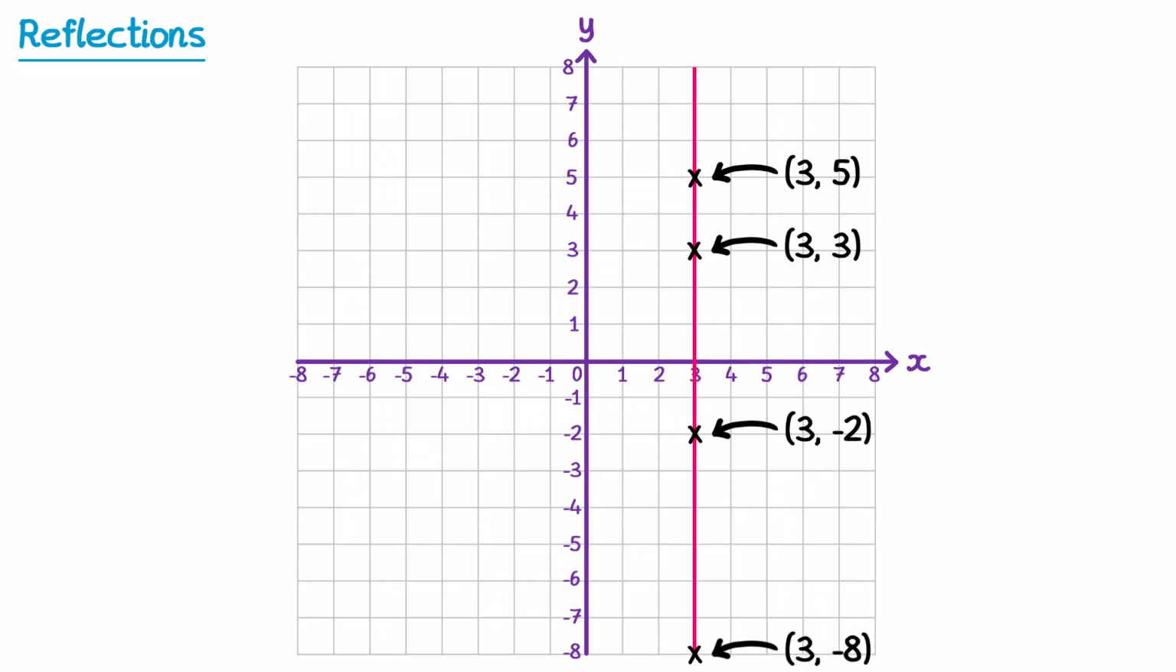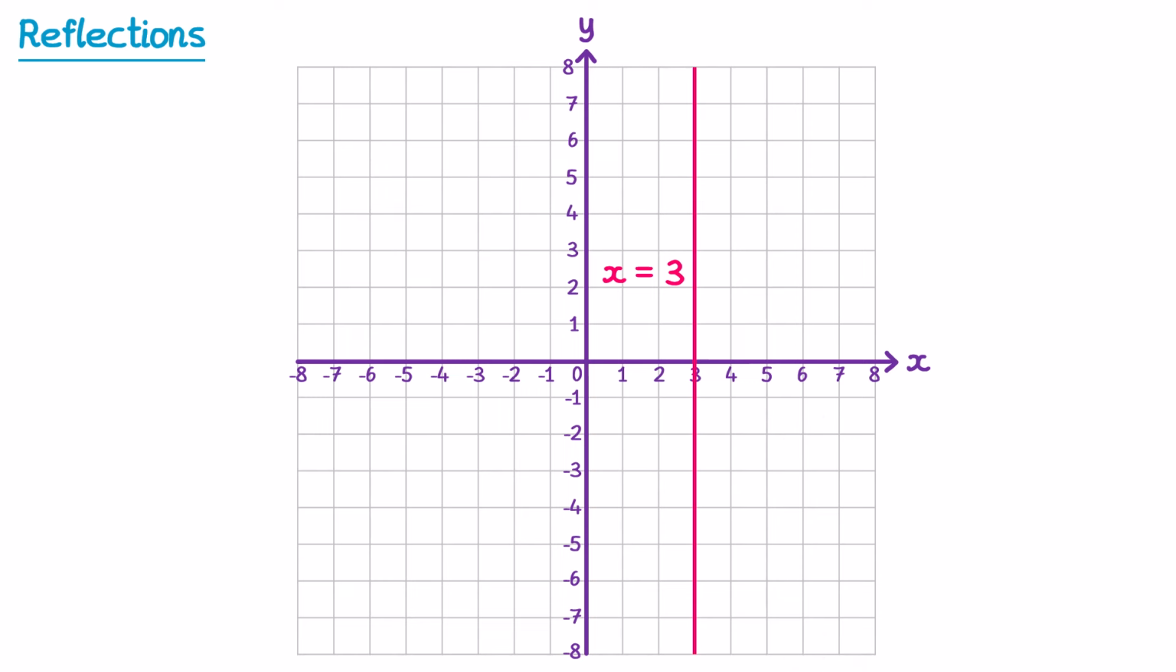You can see that all of the points on this line have the first coordinate 3, and that's the x coordinate. So we give this line the name x equals 3, since all of the x coordinates on the line are 3. A handy way to remember this is this line crosses the x axis at the point 3. So what about this line? Well, this line crosses the x axis at negative 5, so its equation is x equals negative 5.